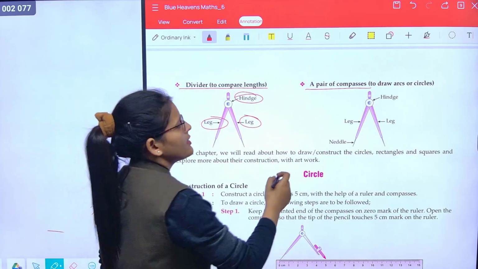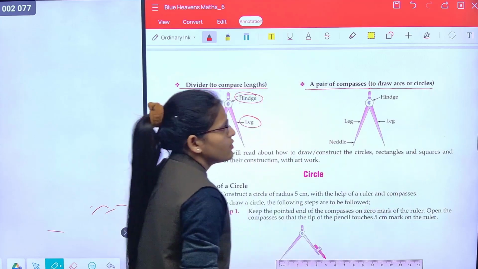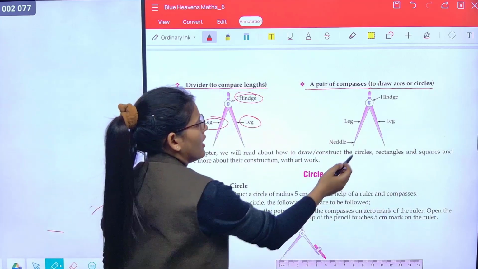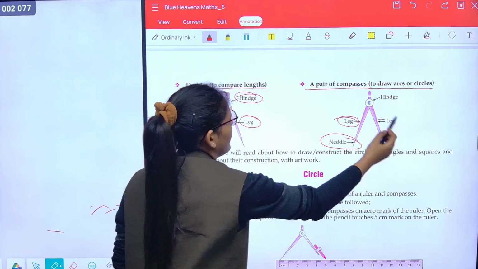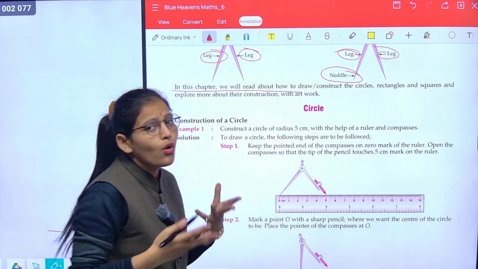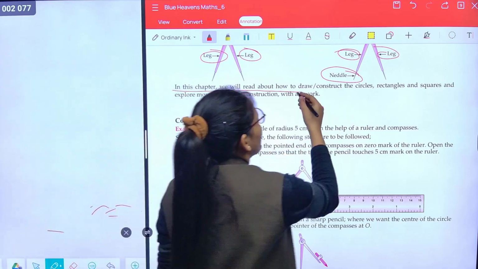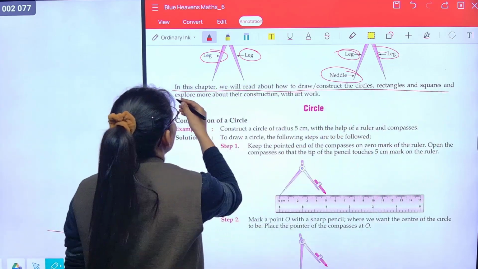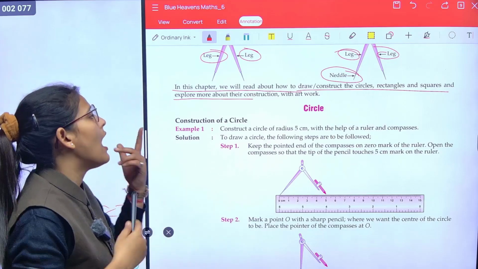A pair of compasses to draw arcs or circles. To draw arcs or circles, that's the needle, the leg. Now, in this chapter, we will read about how to draw and construct the circle, rectangle, and squares, and explore more about their construction with artwork.